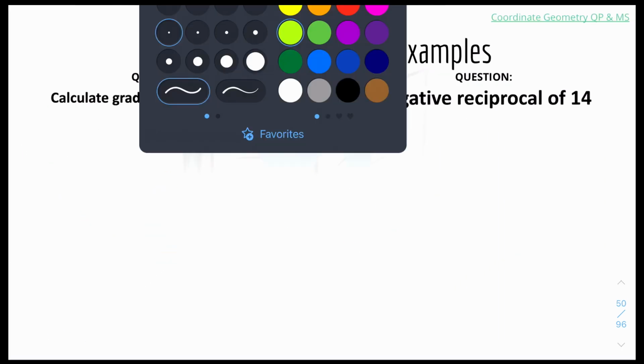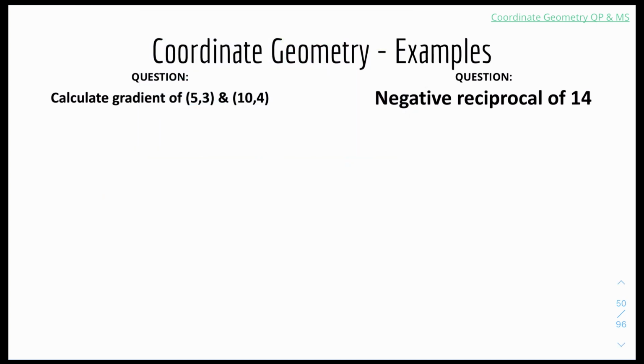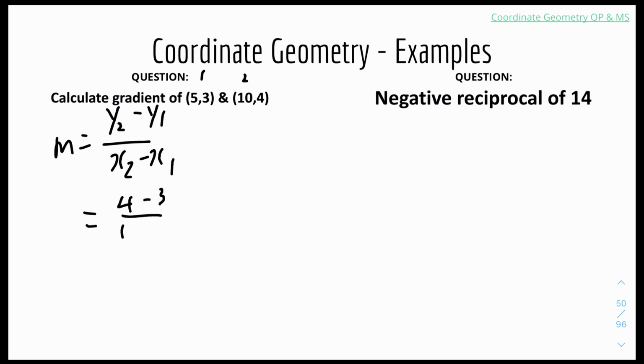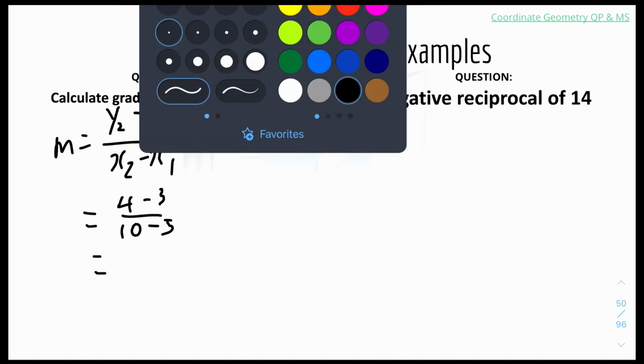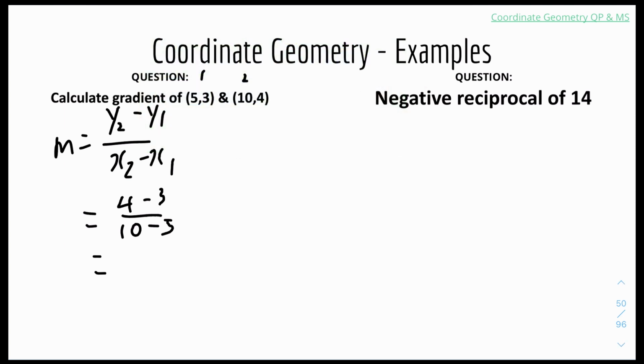Then we have: calculate the gradient of (5, 3) and (10, 4). So the gradient would be y2 minus y1 over x2 minus x1. Let's just set this as point 2 and point 1. So it will be 4 minus 3 over 10 minus 5. 4 minus 3 is 1, and 10 minus 5 is 5. So that's the most basic form, you can't simplify it further, so it will just be 1 over 5 as the gradient.